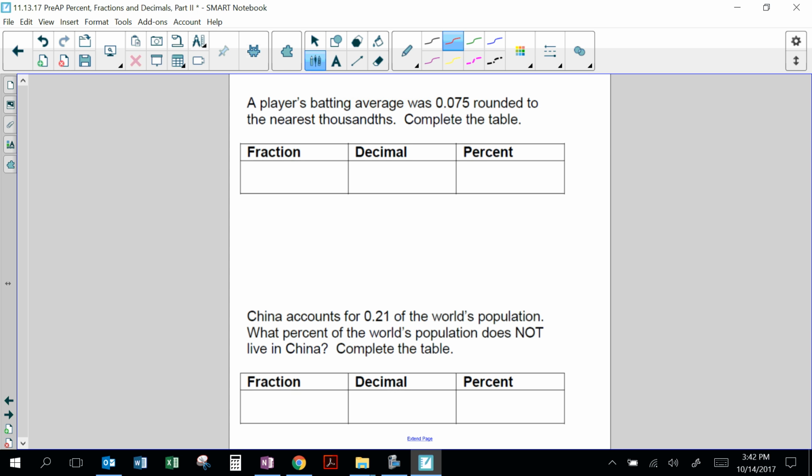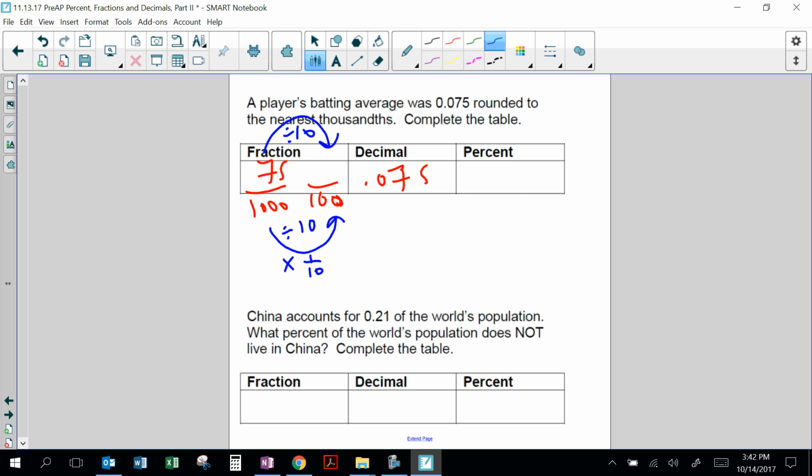A player's batting average was 75 thousandths rounded to the nearest thousandth. Complete the table. So this is 75 thousandths. What is a percent again? A percent again is anything per 100. So how am I going to get from 1,000 to 100? I'm going to divide by 10. Or you can multiply it by a scale factor of 1/10. I'm going to find a tenth of that.